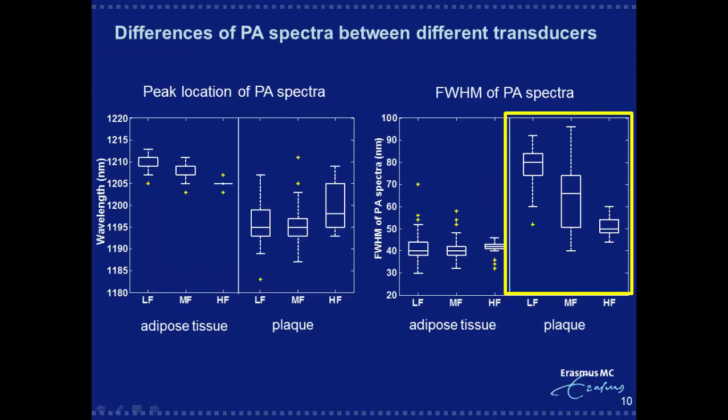And to characterize this spectrum change, we will look at the peak location and the full width at the half maximum of the photoacoustic spectrum. And we can easily appreciate that for a spectrum of plaque, the peak location is hardly changed. However, the width is increased from around 50 nanometer at high frequency range up to 80 nanometer at the low frequency range.